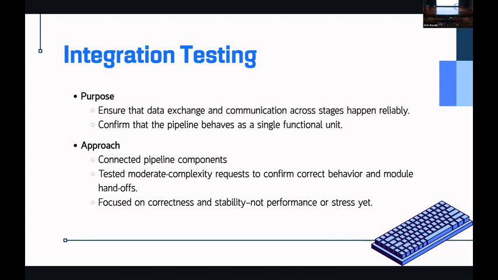Then we started integrating each component with the one after it. So we started checking that the workflow is correct between each two components on their own. And so we've connected the pipeline components and tested moderate complexity requests to confirm that the behavior is as intended. We focused on correctness and stability. We didn't start stress testing by then.